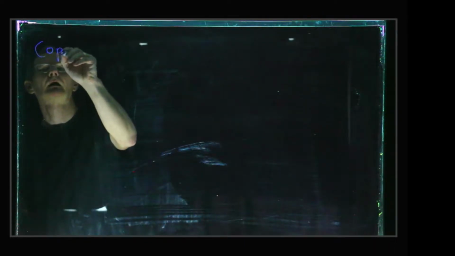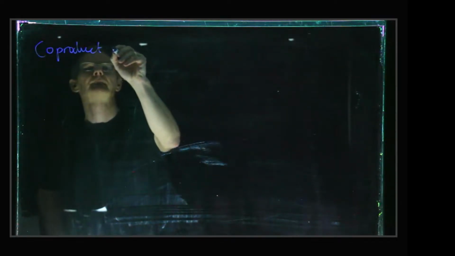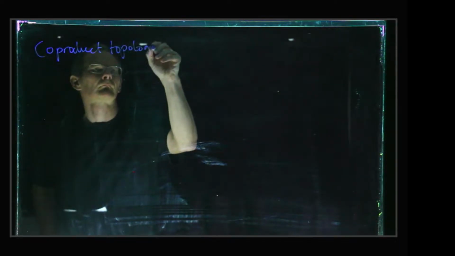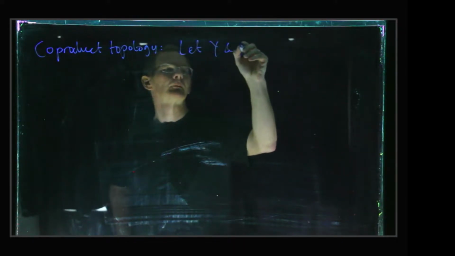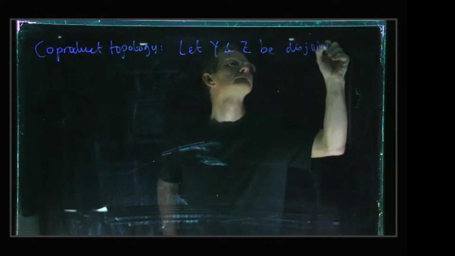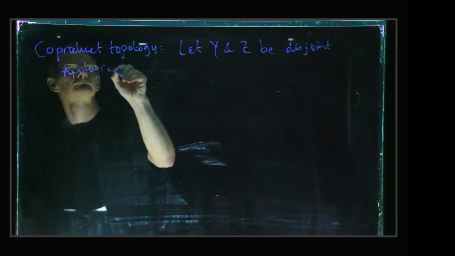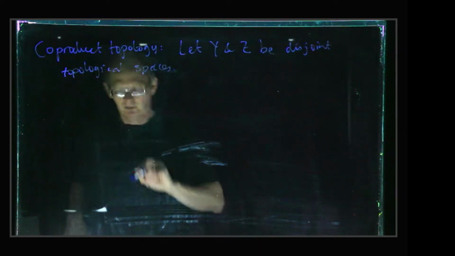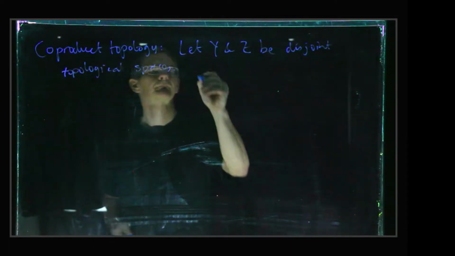In this video we're going to discuss the coproduct topology, which is the first of three constructions that we'll discuss, which allow us to construct new topological spaces from ones that we know about already. So we're going to let Y and Z be topological spaces, and for simplicity we're going to assume that they're disjoint. Okay, so then we can form their union, Y union Z, and we'll introduce a topology on that.